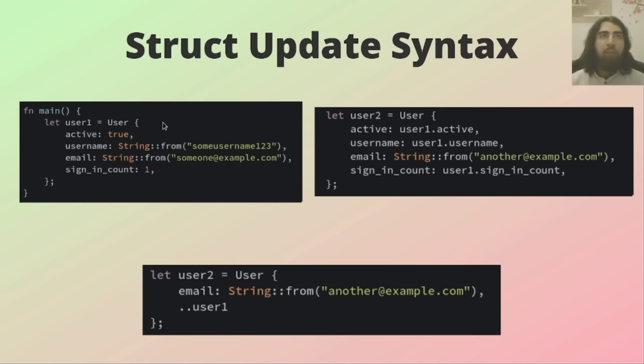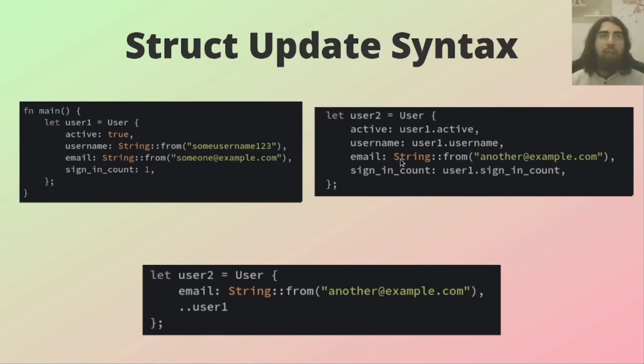And there is also a concept called struct update syntax. So over here we have an instance of the user struct. Now we want to create another instance, but taking some of the values from the fields from user1. As you can see, for example, in this instance, we want the active field to hold the value of user1's active field. So we are accessing user1 and the active field. And as you can see, we are taking everything from this user1 instance except the email.